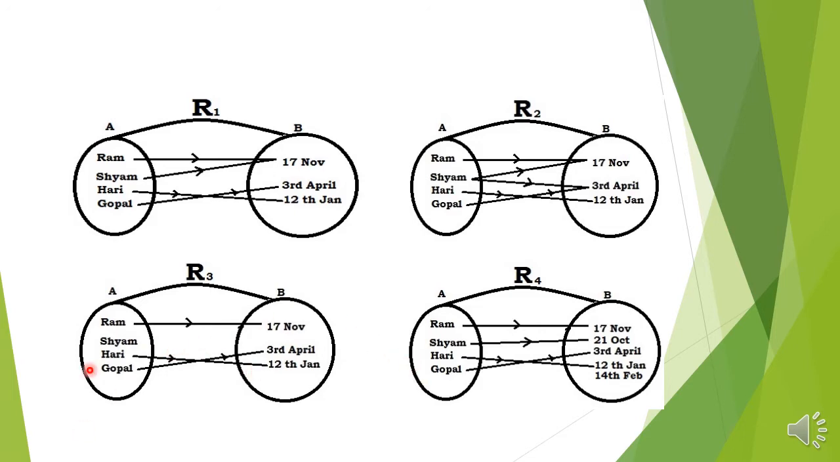R1 is acceptable, and R2 is not acceptable because one person cannot have more than one birthday. R3 is also not acceptable. Nobody appears in today's world. R4 is acceptable because you can find a date where nobody is born, isn't it?